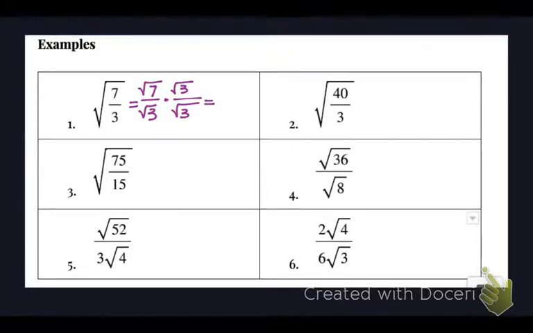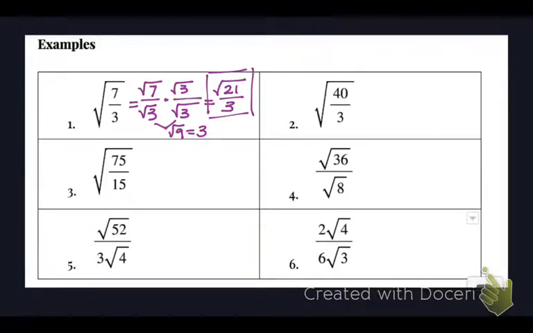And then when we multiply radicals together, again, they don't have to be the same number. I just multiply 7 times 3 is 21. And then the denominator is the square root of 9, 3 times 3 is 9. And we know that that's a perfect square, and that would be 3. So our final answer for this one would be the square root of 21 over 3. I don't have anything else that's going to simplify out of 21.